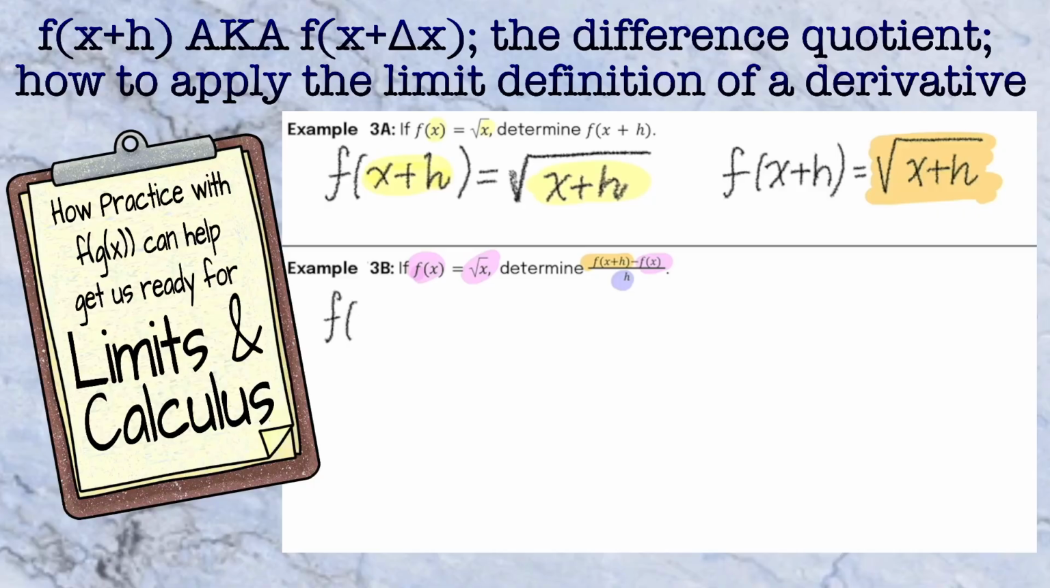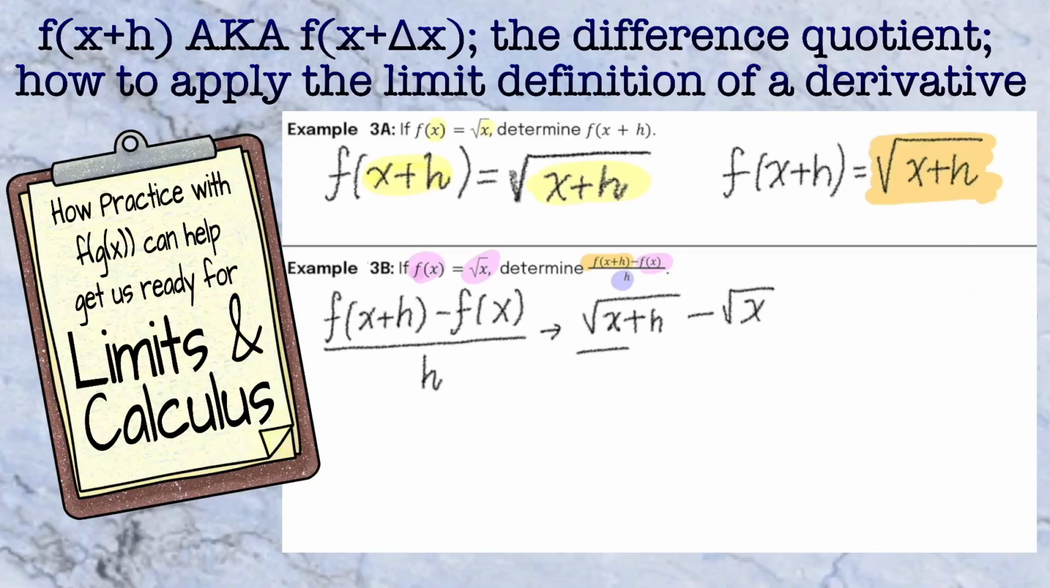Here we go. f of x plus h minus f of x all over h will become the square root of x plus h minus square root of x all over h. Right here was the f of x plus h, which we saw in part A. And then here, f of x is right there, the original function.